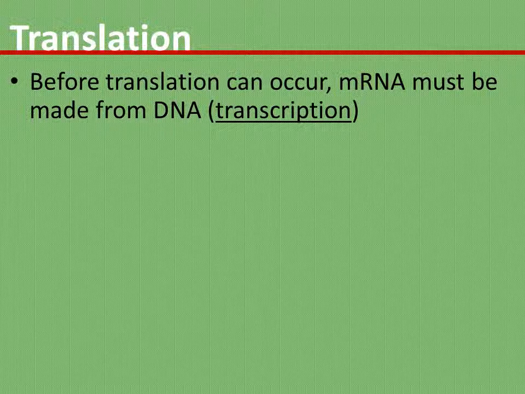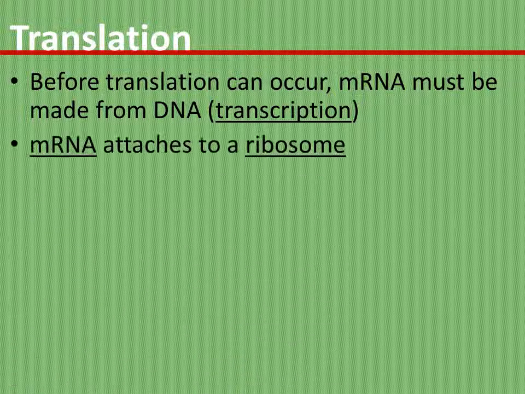Okay, so in order for translation to occur, you have to have mRNA, right? That's pretty obvious. The mRNA, the messenger RNA, brings the message from the DNA to tell your cell which amino acids to put in what order. mRNA then attaches to the ribosome.